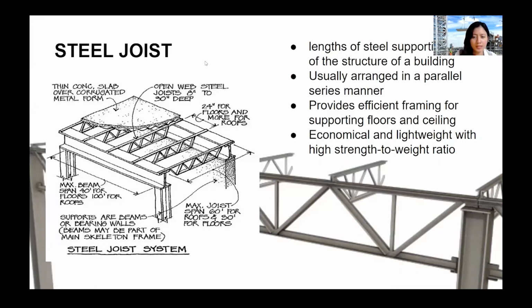Steel joists are lengths of steel supporting parts of the structure of a building. It is usually arranged in a parallel series manner and provides efficient framing for supporting floors and ceiling. Since steel joists are lighter than wooden trusses, the size of the supporting structural elements as well as the size of the building's foundation can be reduced for cost efficiency, which makes it economical and lightweight with high strength-to-weight ratio.